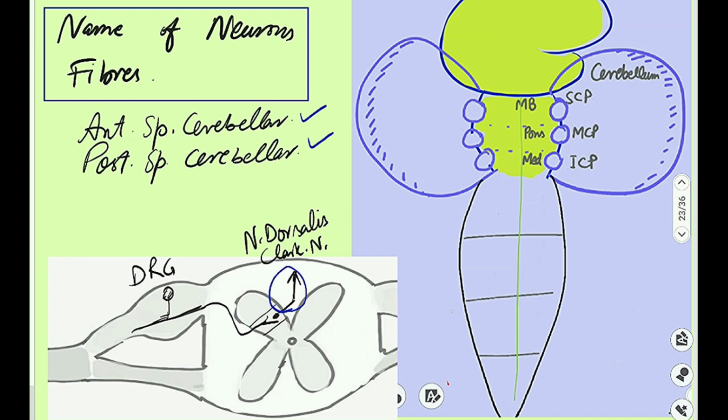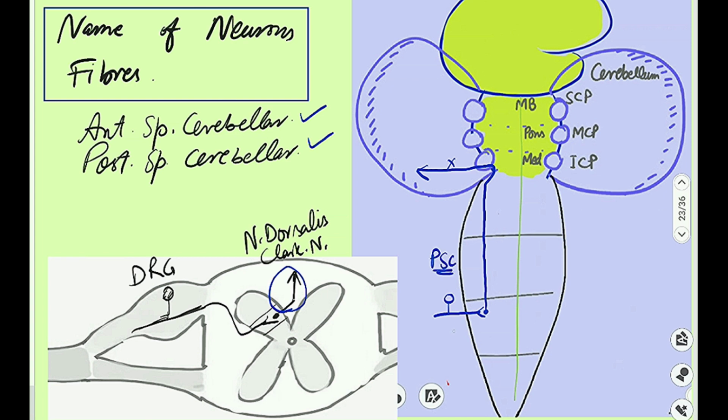First, the posterior spinocerebellar tract. We've got a first order neuron. It will synapse with the second order neuron in the dorsalis nucleus. The second order neuron will ascend without crossing and will enter the cerebellum through the inferior cerebellar peduncle of the same side. This is the posterior spinocerebellar tract.